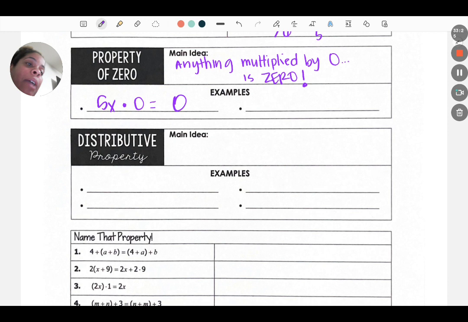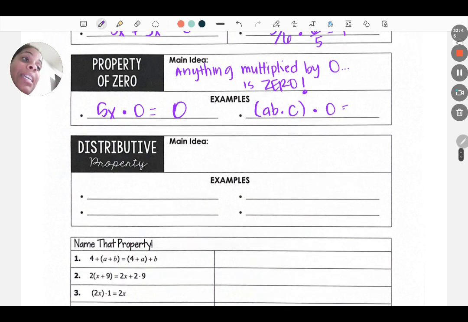All right, let's try like a complex one. Let's do a, b times c times 0. Yes, we do whatever's in parentheses first, order of operation. And then whatever we get from inside the parentheses, when we multiply that by 0, we get 0.